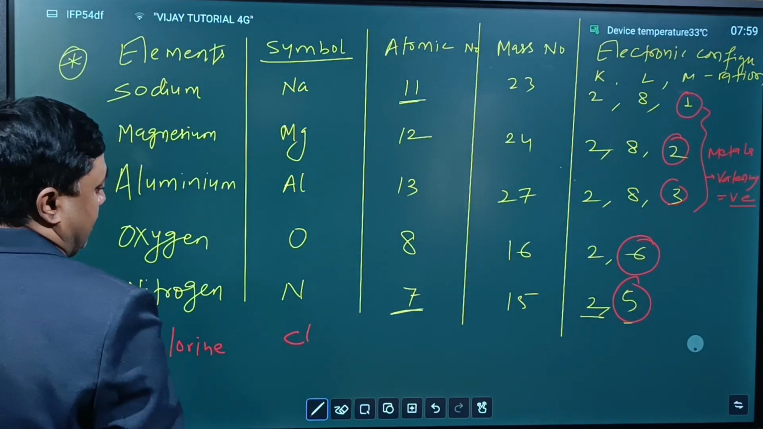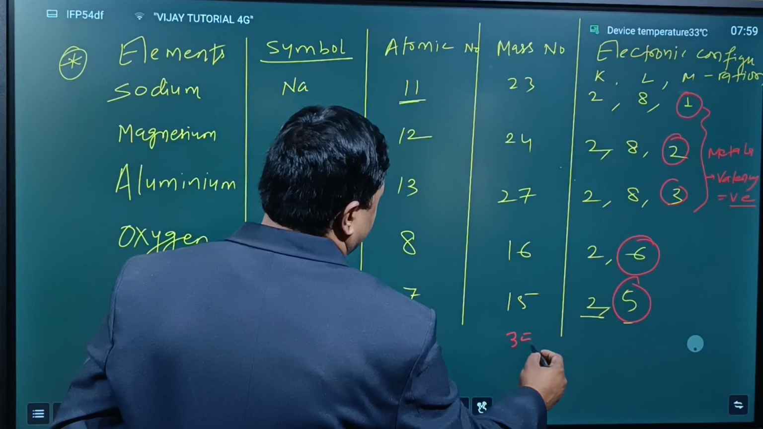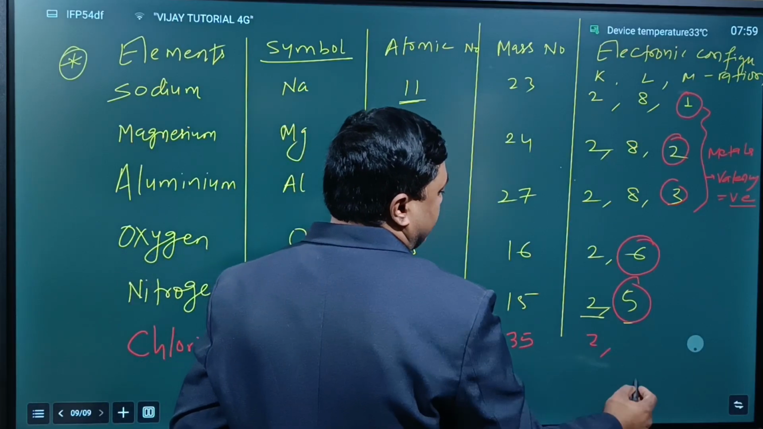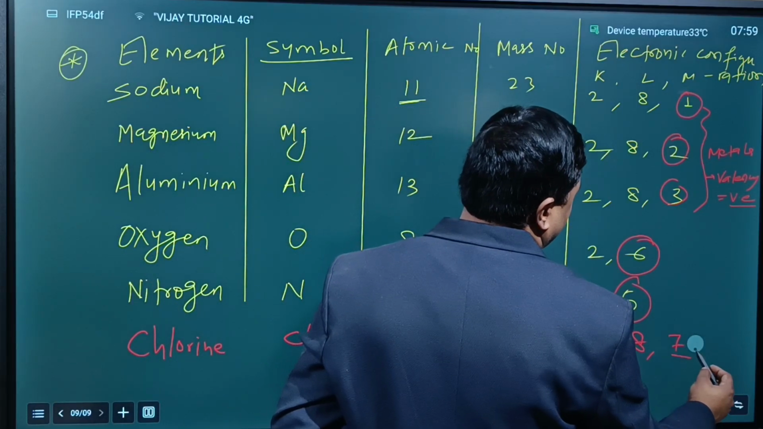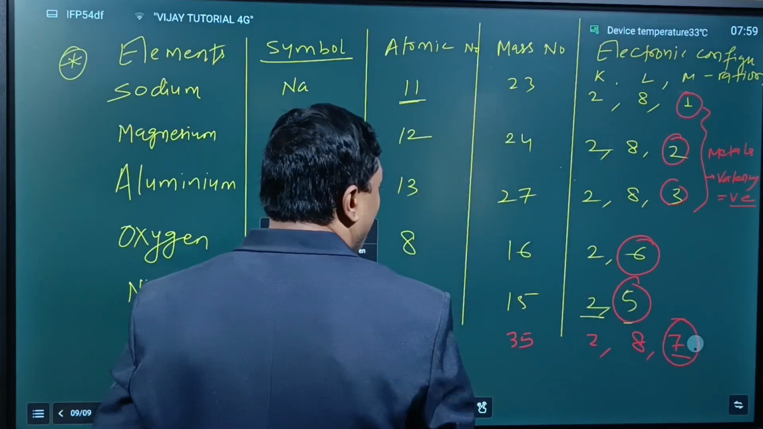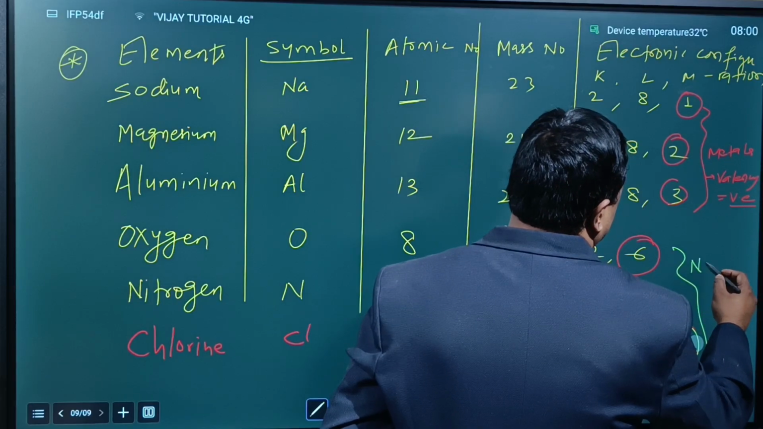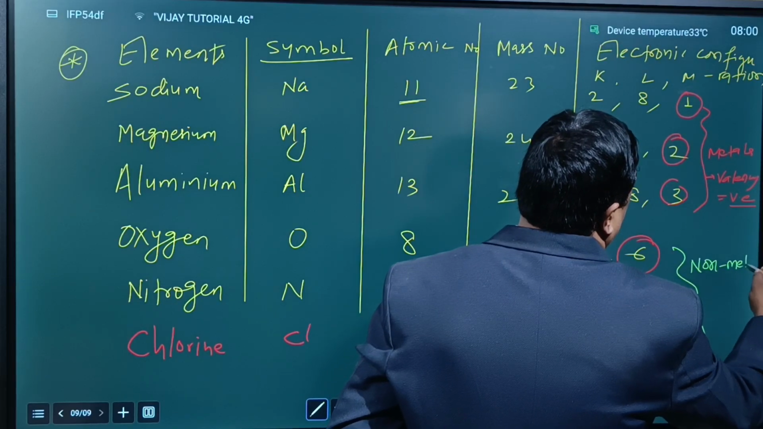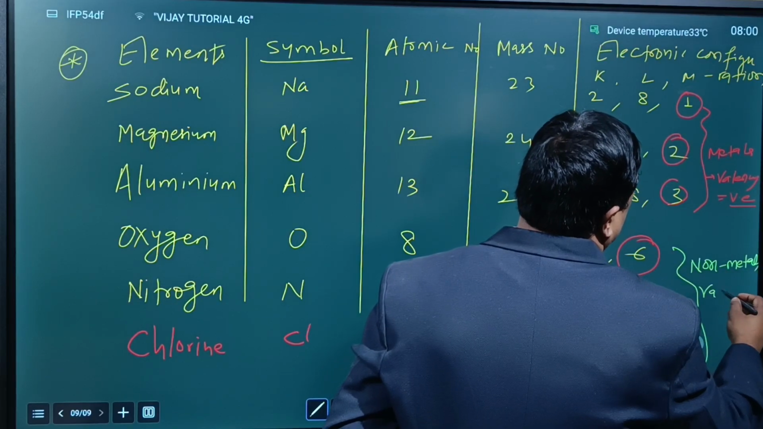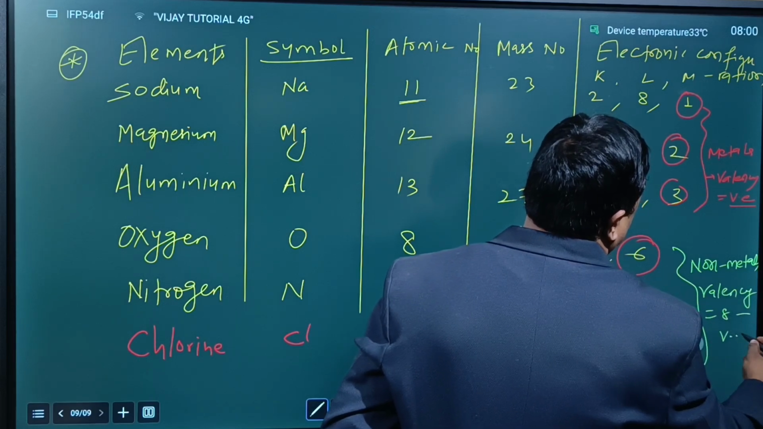Symbol is Cl. Okay, atomic number is 17. Mass number is 35. So electronic configuration: first shell 2, then 8, and the third shell 7. You can see when the last shell is the third, valence electron is 5, 6, 7. Generally they belong to non-metals, and their valency is 8 minus valence electron. Valency is nothing but 8 minus valence electron.